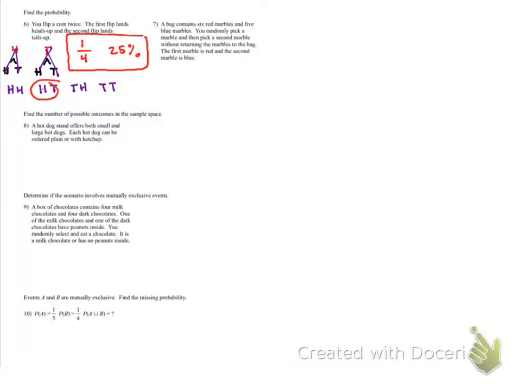Let's look at number 7. A bag contains 6 red marbles. So let's draw out our 6 red marbles. There's 1, 2, 3, 4, 5, 6. And 5 blue marbles. 1, 2, 3, 4, 5. You randomly pick a marble and then pick a second marble without returning the marbles to the bag. The first marble is red and the second marble is blue.